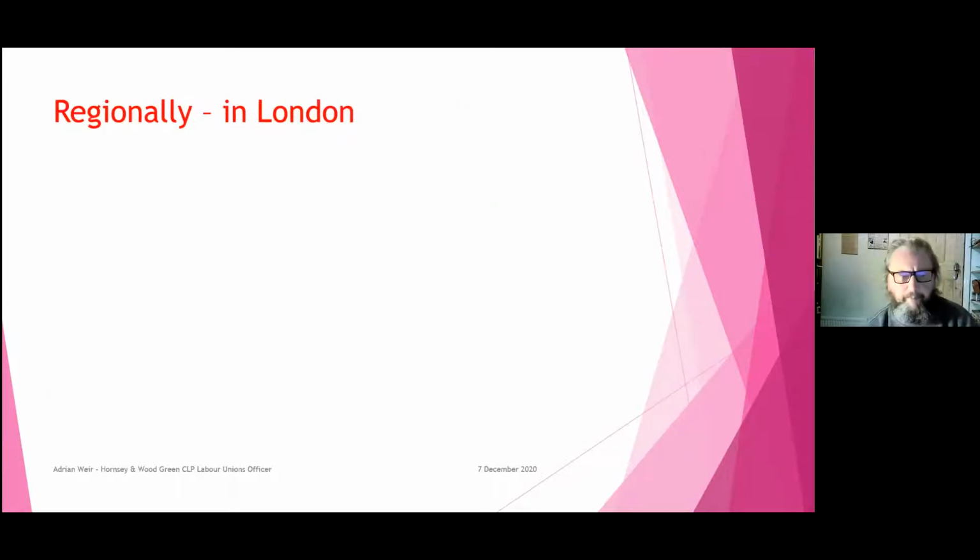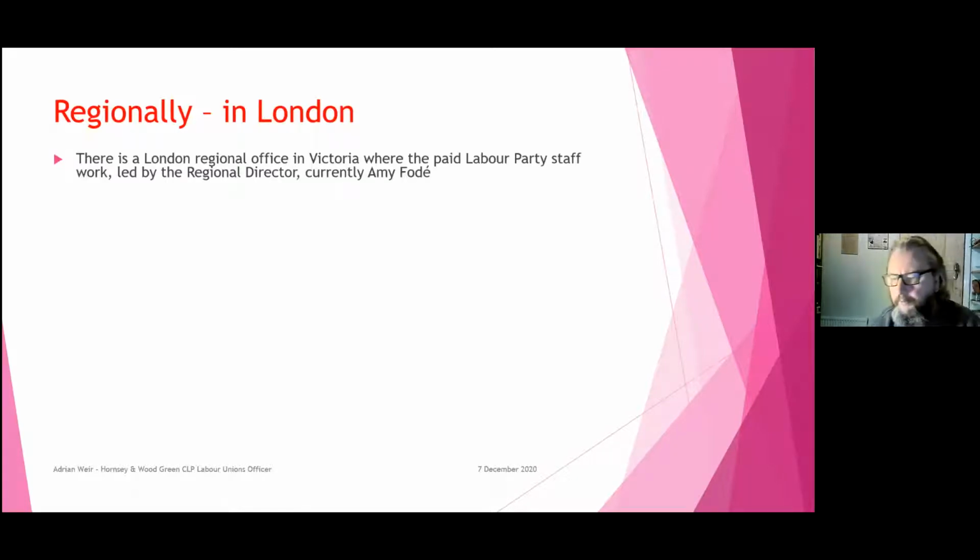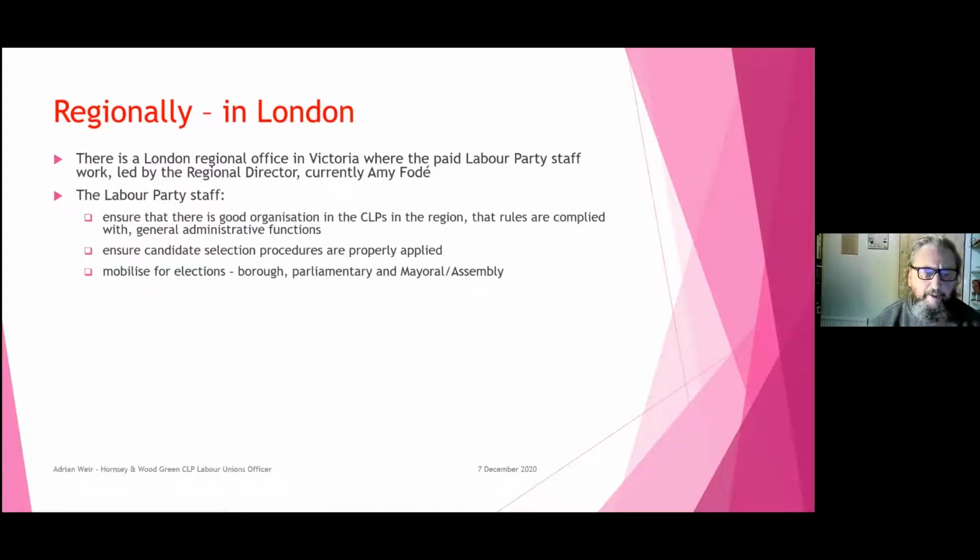Wider than Hornsey and Wood Green, of course, we're a constituency party within London, and there is a London regional organisation of the party. To start with, there's a regional office in Victoria where the paid Labour Party staff are based. They're led by the regional director, and currently that is Amy Fodey, who is the lead paid official in London.